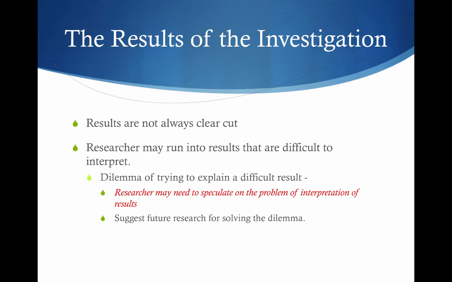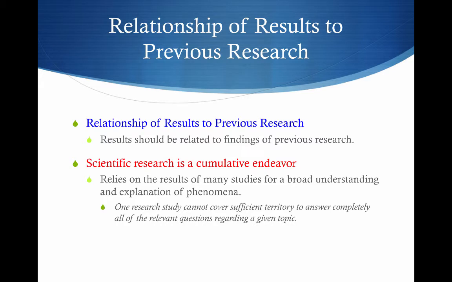The results are not always clear cut. The researcher may run into results that are difficult to interpret. They have a dilemma of trying to explain a result first. A researcher may need to speculate on the problem of interpretation for the results and then suggest future research for solving the dilemmas. The relationship of the results to previous research, so there should be references to previous research.